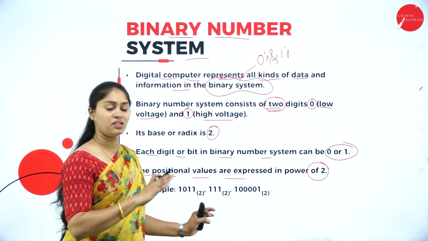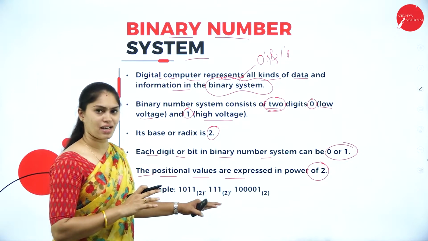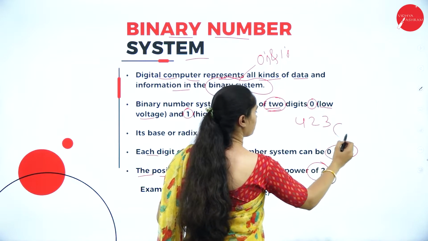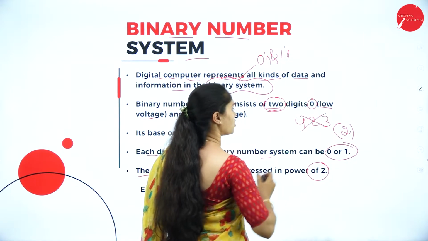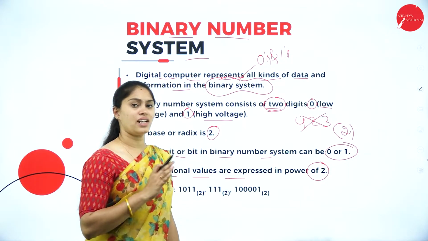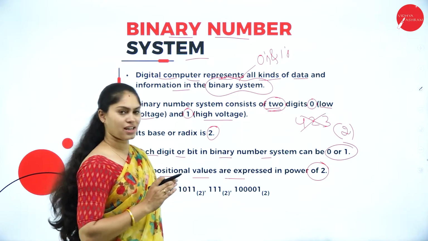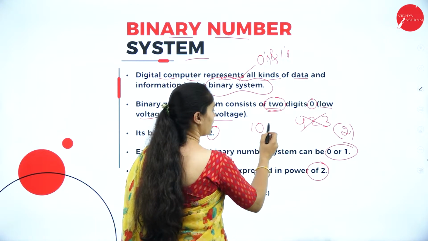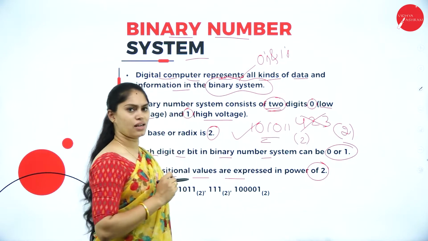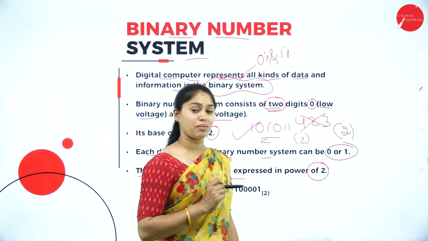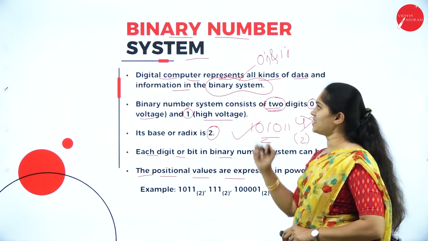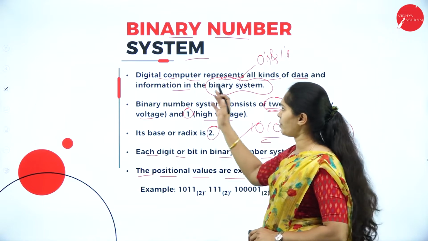Apart from 0 and 1, you can't see any number in the binary number system. I can't write like this: 423 base 2. Why? Because this is not a number which belongs to the binary. I have to deal with only 1 and 0. Then we can call that a binary number system. So if I am writing 101011 of base 2, then it can be considered a binary number system. But this is not binary. Why? Because here we have a number other than 0 and 1. So these are the things you need to remember regarding the binary number system.